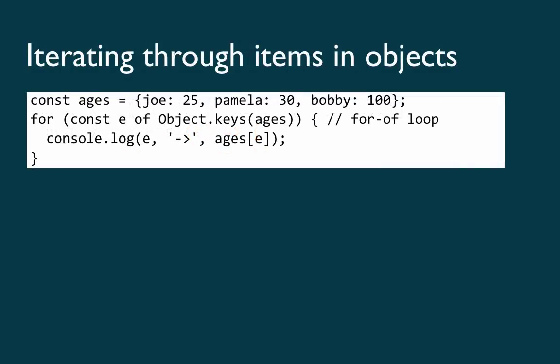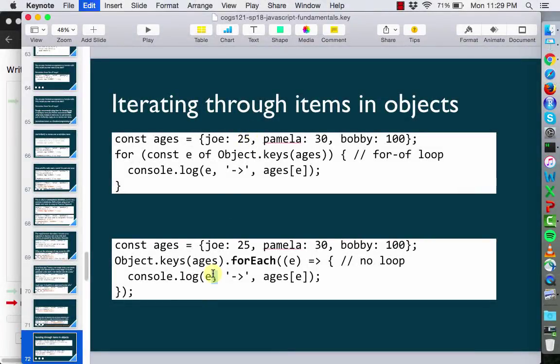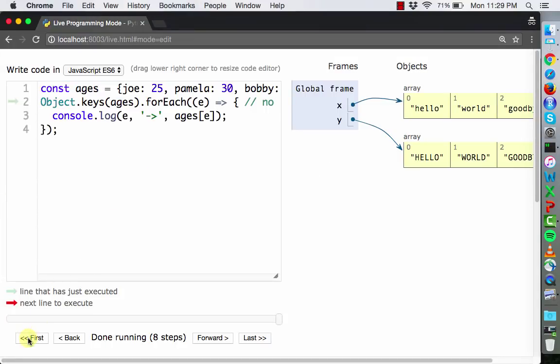So to iterate through items and objects, remember there's a for of loop. So instead you could just do a forEach, right? So you can do a forEach instead of a for of loop. This functions just like the analogy for array. So you can study this code in detail to see how the forEach works here, but I just want to get it just to make sure it works.